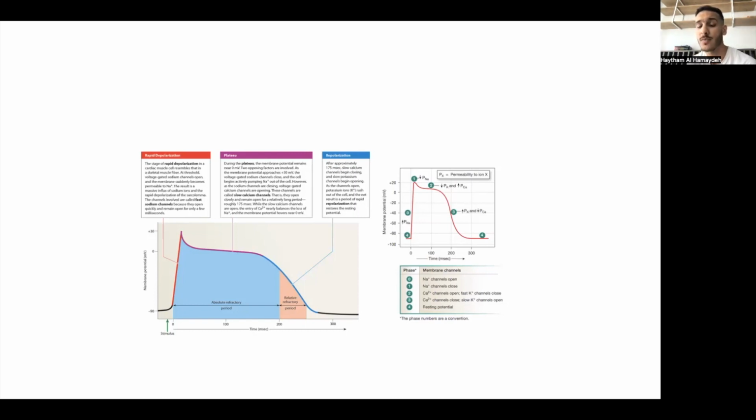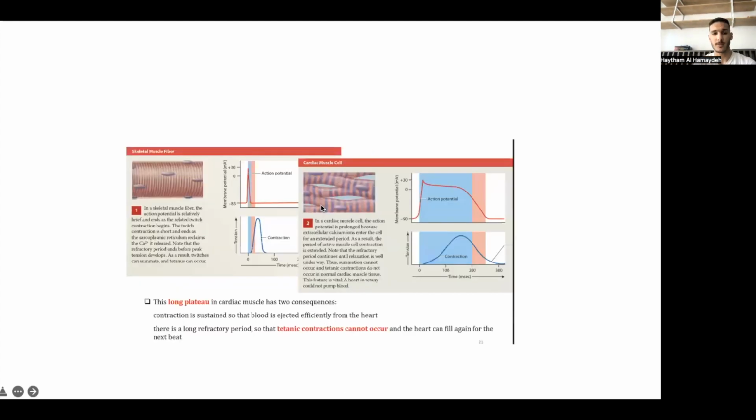Now the repolarization happens when calcium channels close. So calcium is not allowed to go in. Slow K plus channels open, so allows for very slow outflow or efflux of potassium outside of the contractile cells of the heart. And then finally the resting potential. This is the contractile process. Okay, so yes, here, there we go.